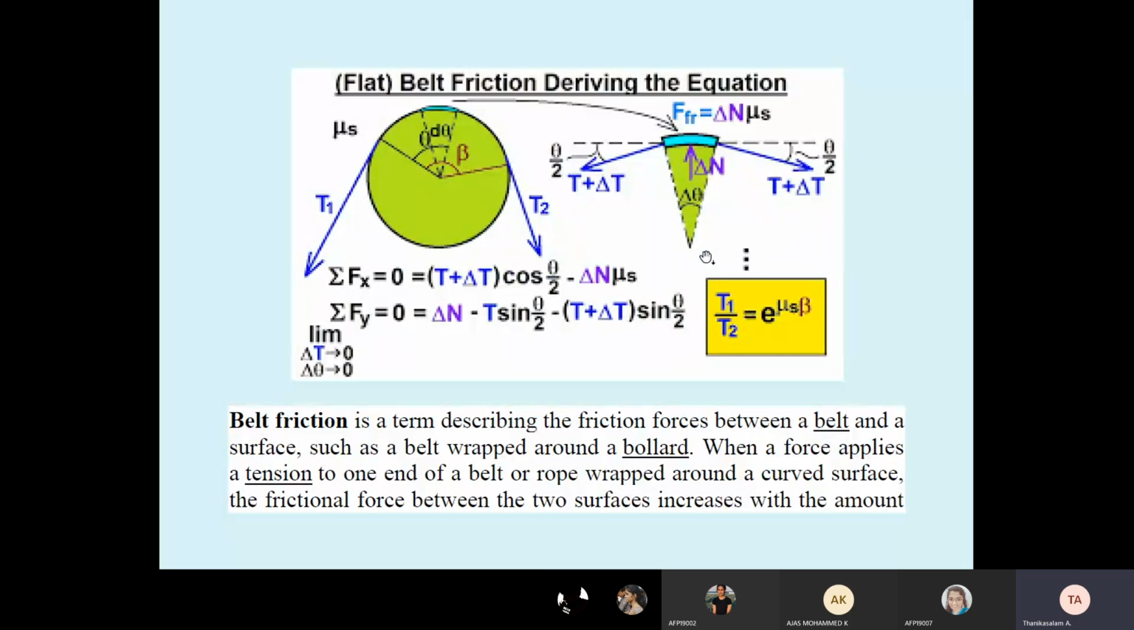See here, this is the final derivation, T1 and T2. T1 is the maximum tension, or tight side tension. T2 is the minimum tension, or slack side tension. Beta means the angle of contact, or angle of lap, that is, how much the belt overlaps on the drum.